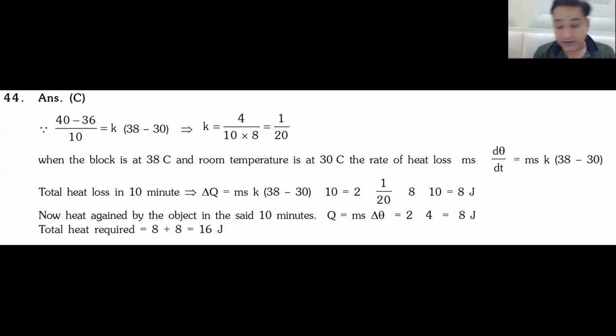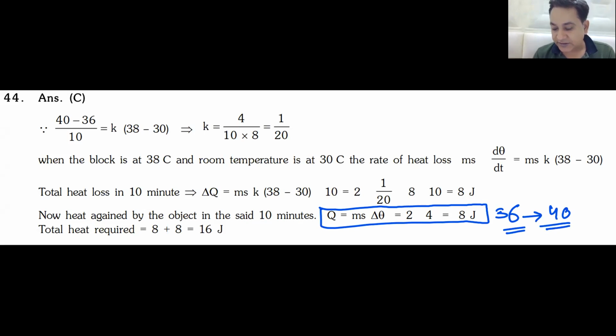But the answer is not 8. The answer is 16 joules. Now, how come? Remember, this is the heat required to take it from 36 degrees Celsius to 40 degrees Celsius, ms into delta theta. Do you understand this? Yes, sir. But at the same time, it is also losing heat to the surroundings by the laws of radiation, by Newton's laws of cooling. Yes or no? Yes, sir.